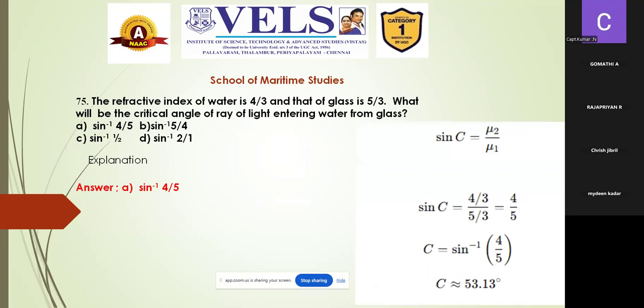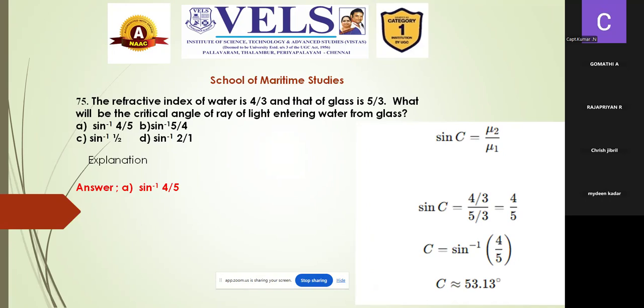The refractive index of water is 4 by 3 and that of glass is 5 by 3. What will be the critical angle? For the critical angle, sin C is equal to 1 by mu, where mu is the refractive index. Here they have given the refractive indexes of two media, one is water, another one is glass.